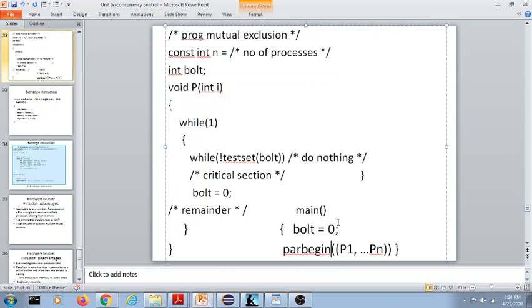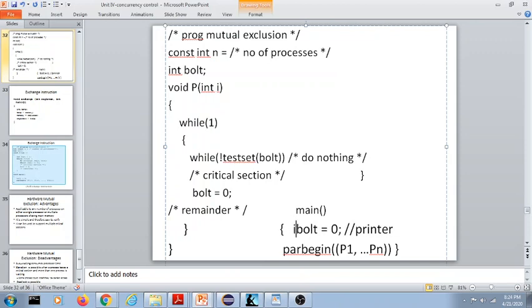So in this main, first of all the bolt variable is set to 0. Since the bolt variable is set to 0, the bolt variable is protecting some common resource. Suppose it is a printer resource. So bolt is 0 means your printer is free. Whenever the execution of the program starts, at that time your printer is definitely free, and that's why the flag corresponding to your printer, that is the bolt variable, becomes 0. It may be an integer bolt like that.